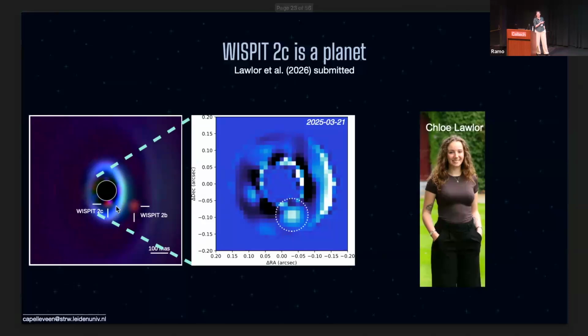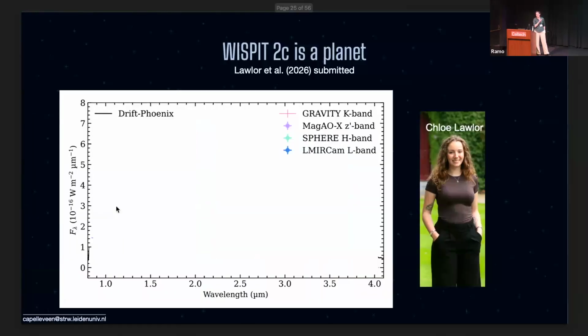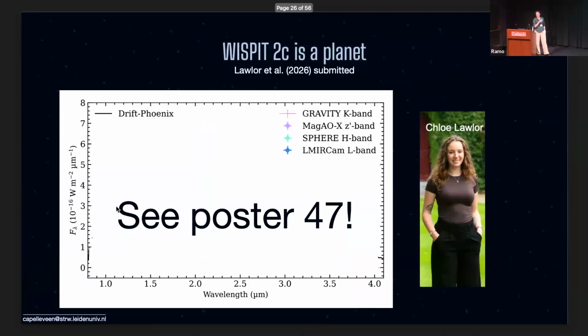If we take a closer look, this is the total intensity image of our very first polarimetry observation. And this is really close in, because it's on a 50% transmission of the coronagraph. So if you look at this, you think, well, is this not just maybe a really persistent speckle? The confirmation of this, which is in a paper submitted by Chloe Lawler, is based on a very nice GRAVITY spectrum. But I'm not going to show you the spectrum here. If you want to see the spectrum, please go and see her poster, poster number 47.